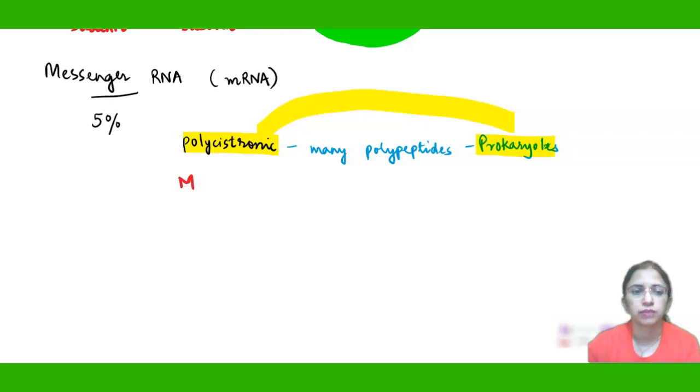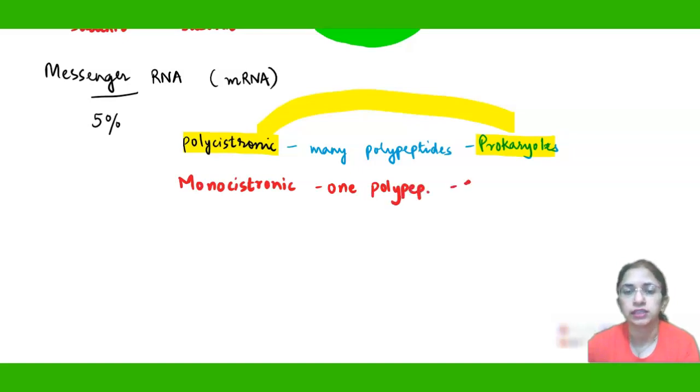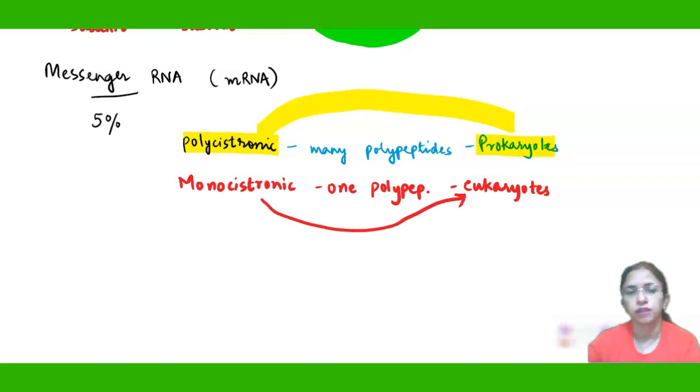The other type of messenger RNA is monocistronic, and monocistronic means only one polypeptide will be synthesized, and this is the case in eukaryotes. So do remember, monocistronic messenger RNA is the characteristic feature of eukaryotes, whereas polycistronic is the characteristic of the prokaryotes.